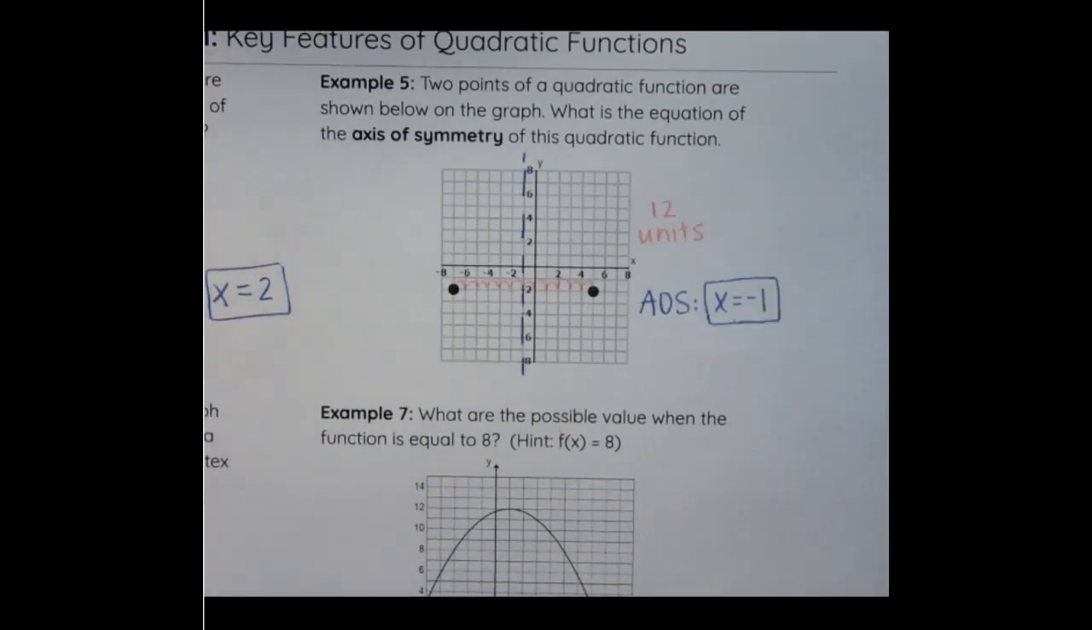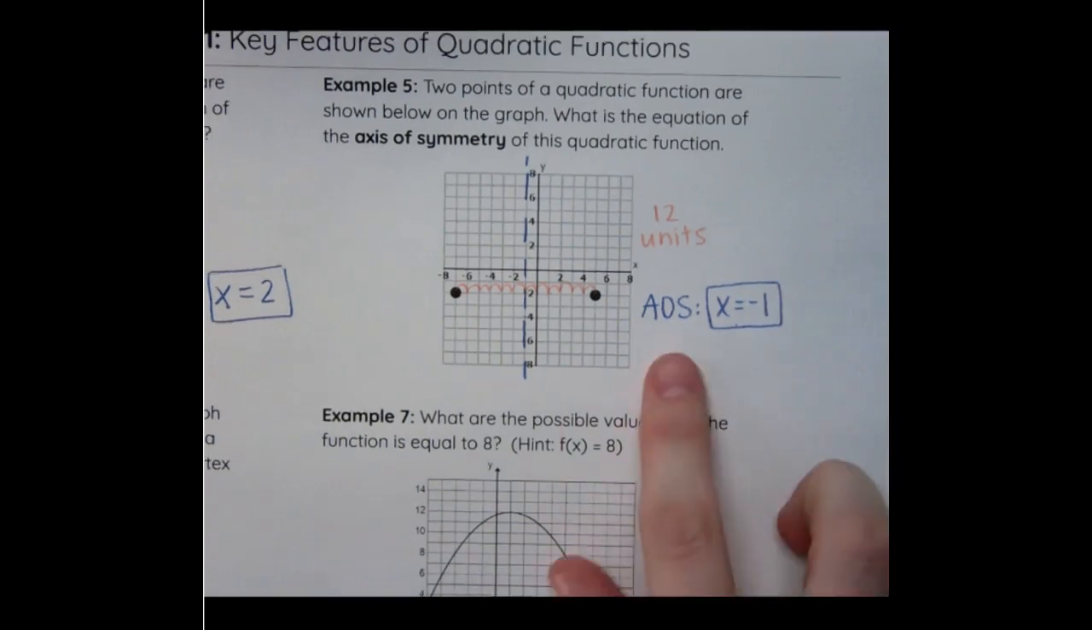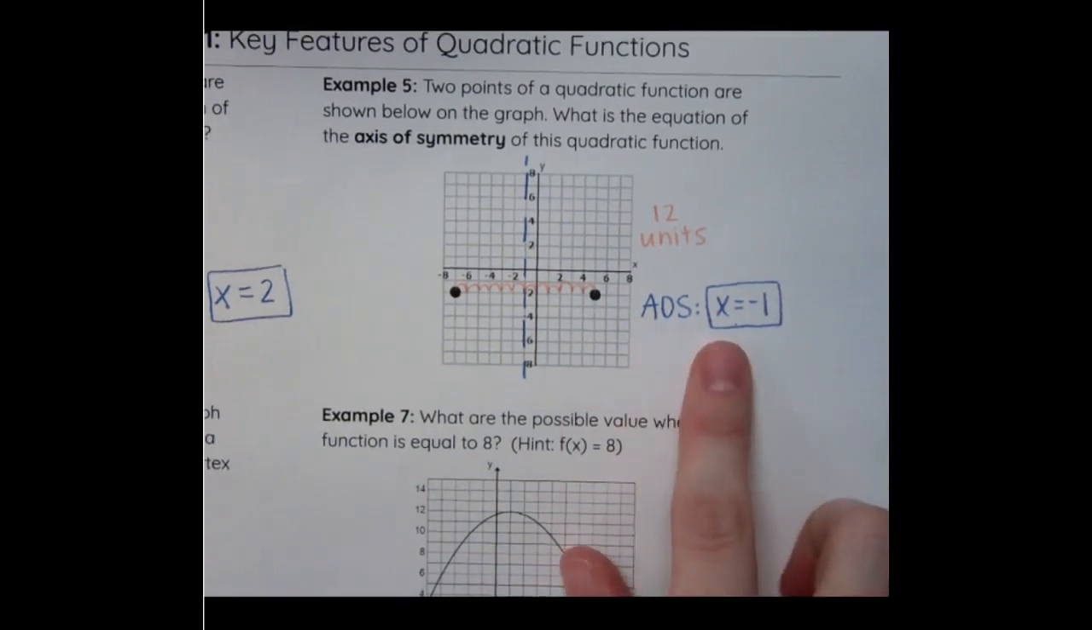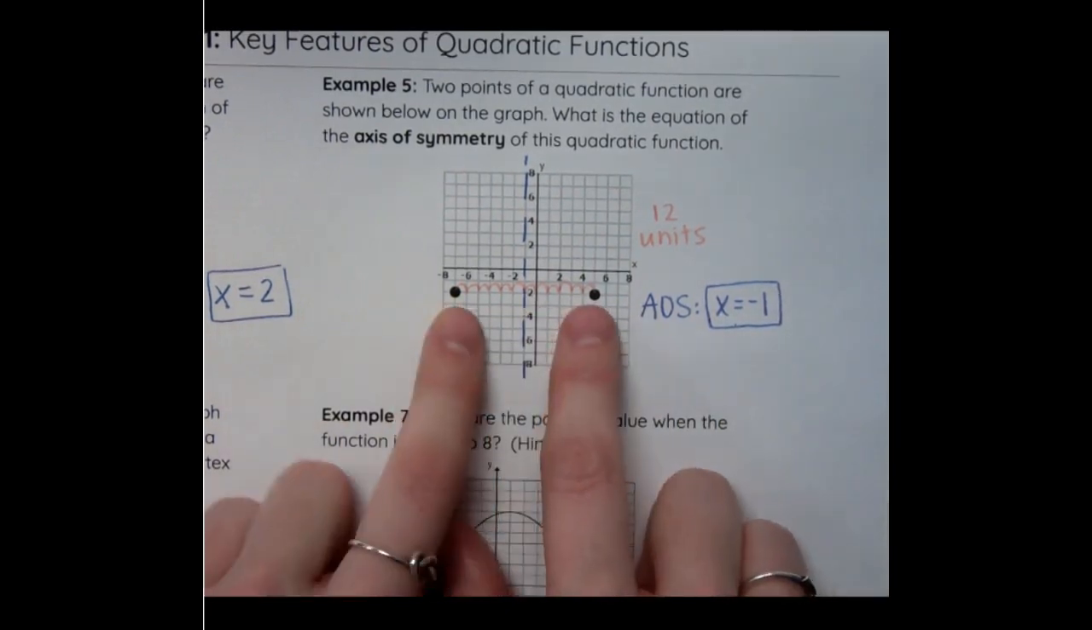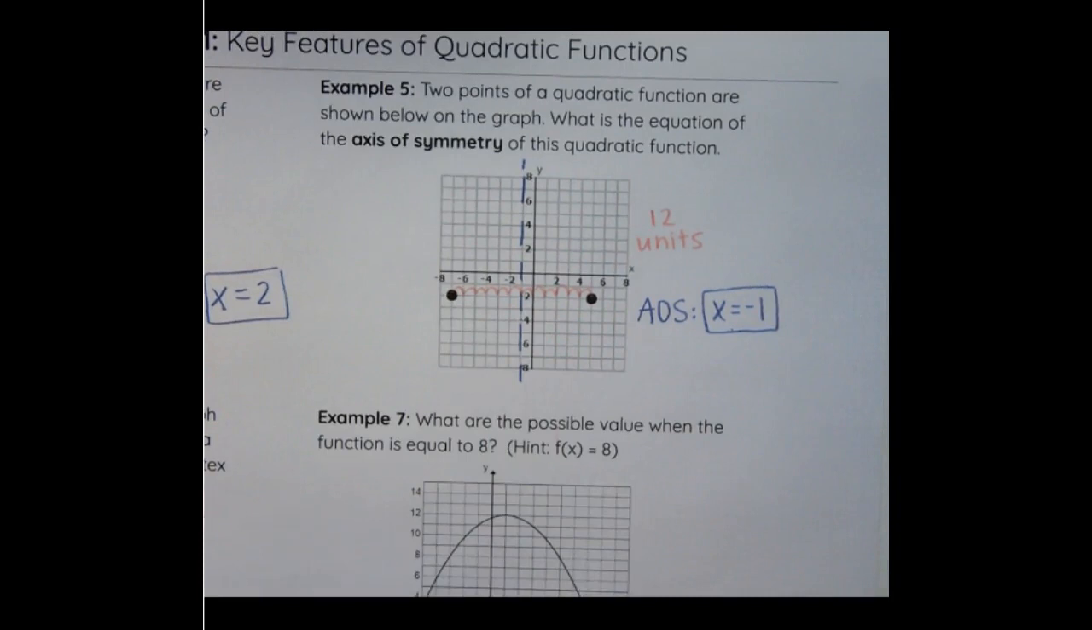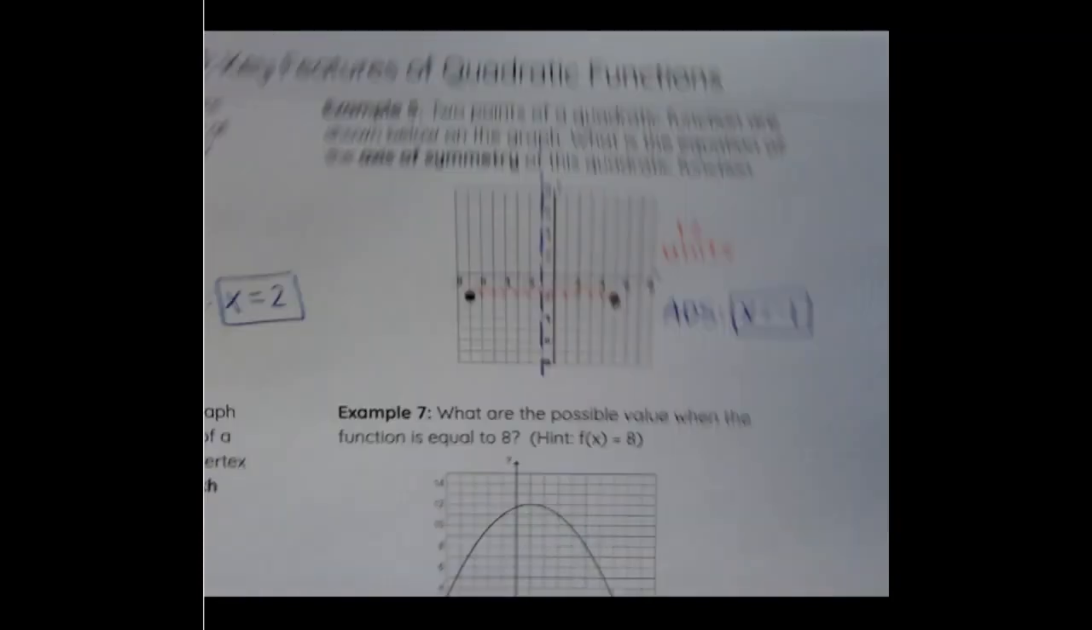Okay, we're back on number 5. Hopefully you tried this. Hopefully you got the axis of symmetry was x equals -1. There were 12 units in between. The middle was 6 units from each, which made it -1. Okay, we'll do number 6.